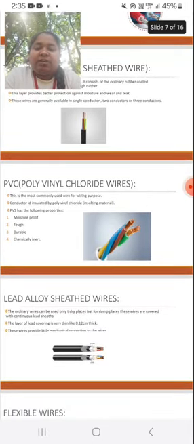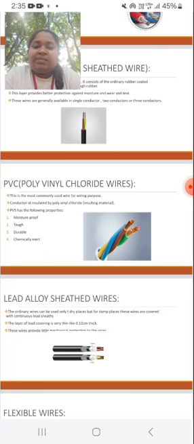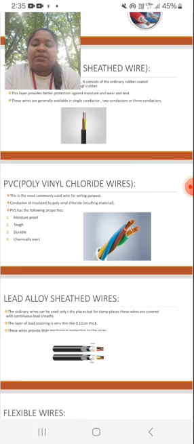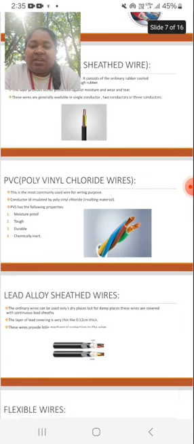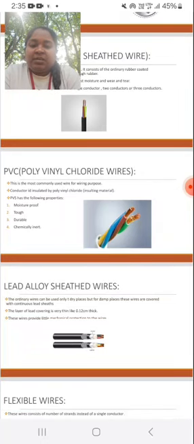Next one, lead alloy sheathed wires. The ordinary wires can be used only in dry places, but for damp places these wires are covered with a continuous lead sheath. The layer of lead covering is very thin, like 0.2 centimeters thick.